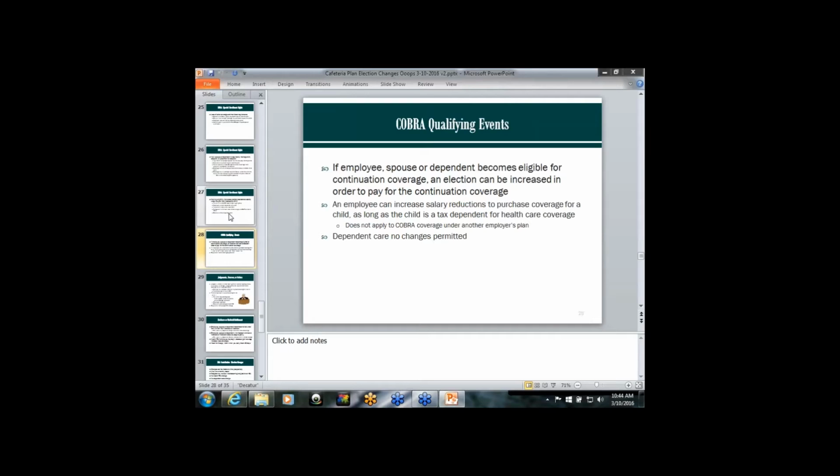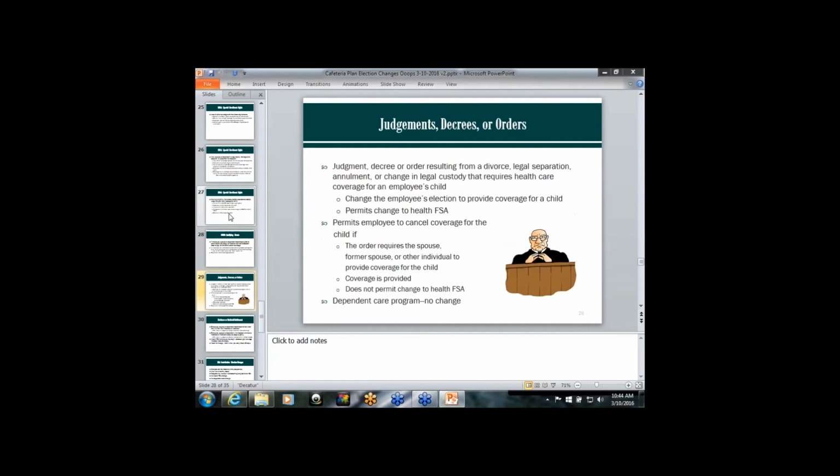So you can't have an employee come in and say, my spouse lost their coverage under his or her plan, and so now I want to change my election so I can pay for his or her COBRA under our cafeteria plan. It doesn't work that way. So if your dependent is going to be eligible for COBRA because they've aged out, you could pay for that dependent's coverage using this qualifying event. Again, it's another kind of sticky area. You don't see this a lot.